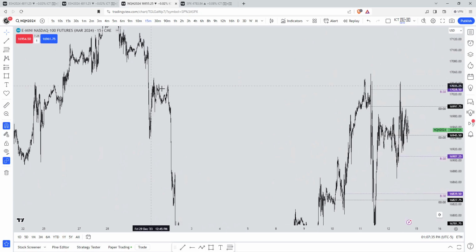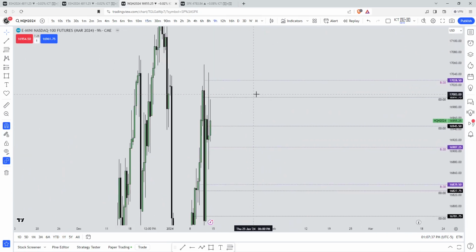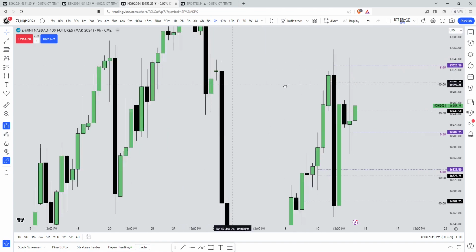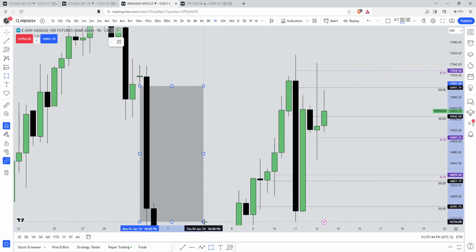The bias is still for price to trade up in here. And why am I expecting that? Remember the 9-hour time frame. Again, it doesn't matter what time frame you use here. I'm just trying to show this huge imbalance.